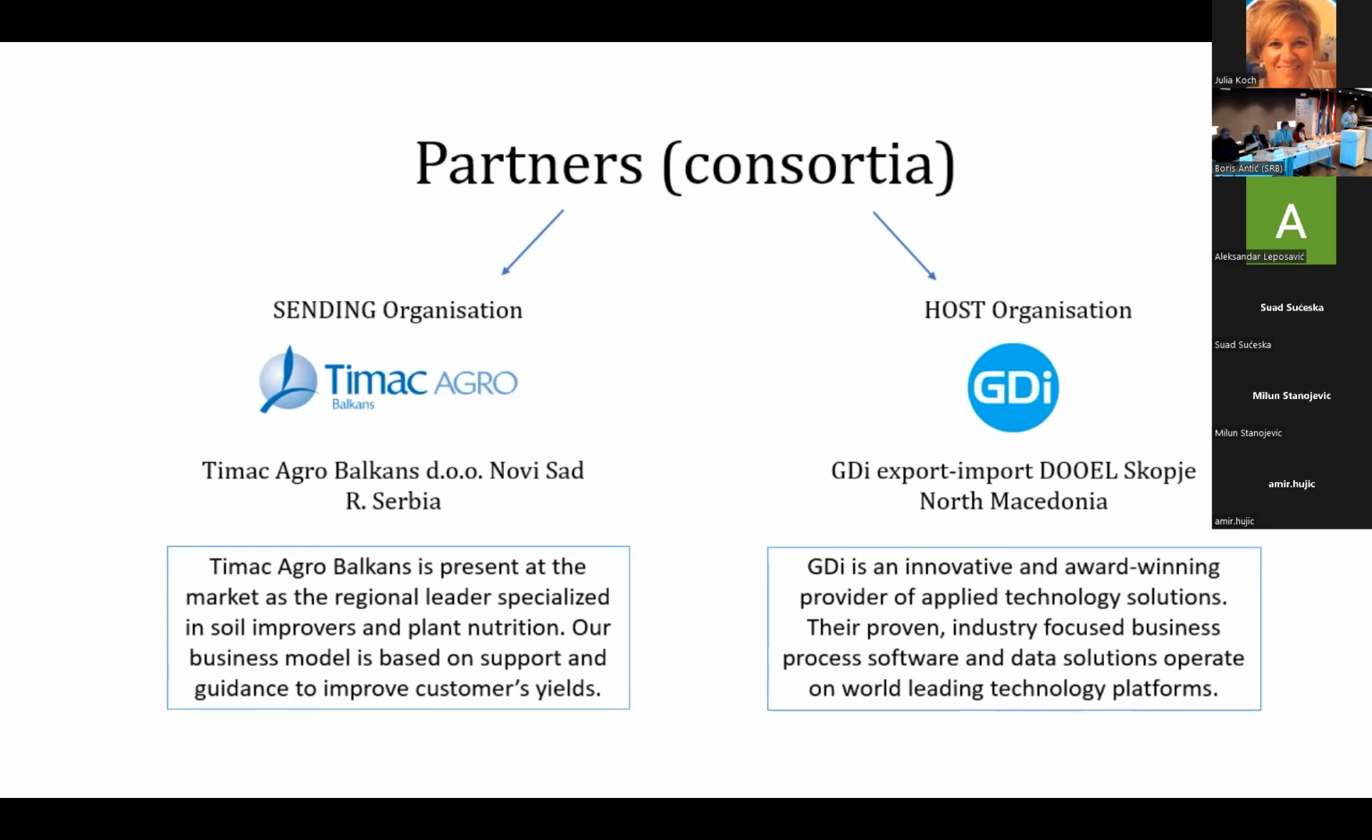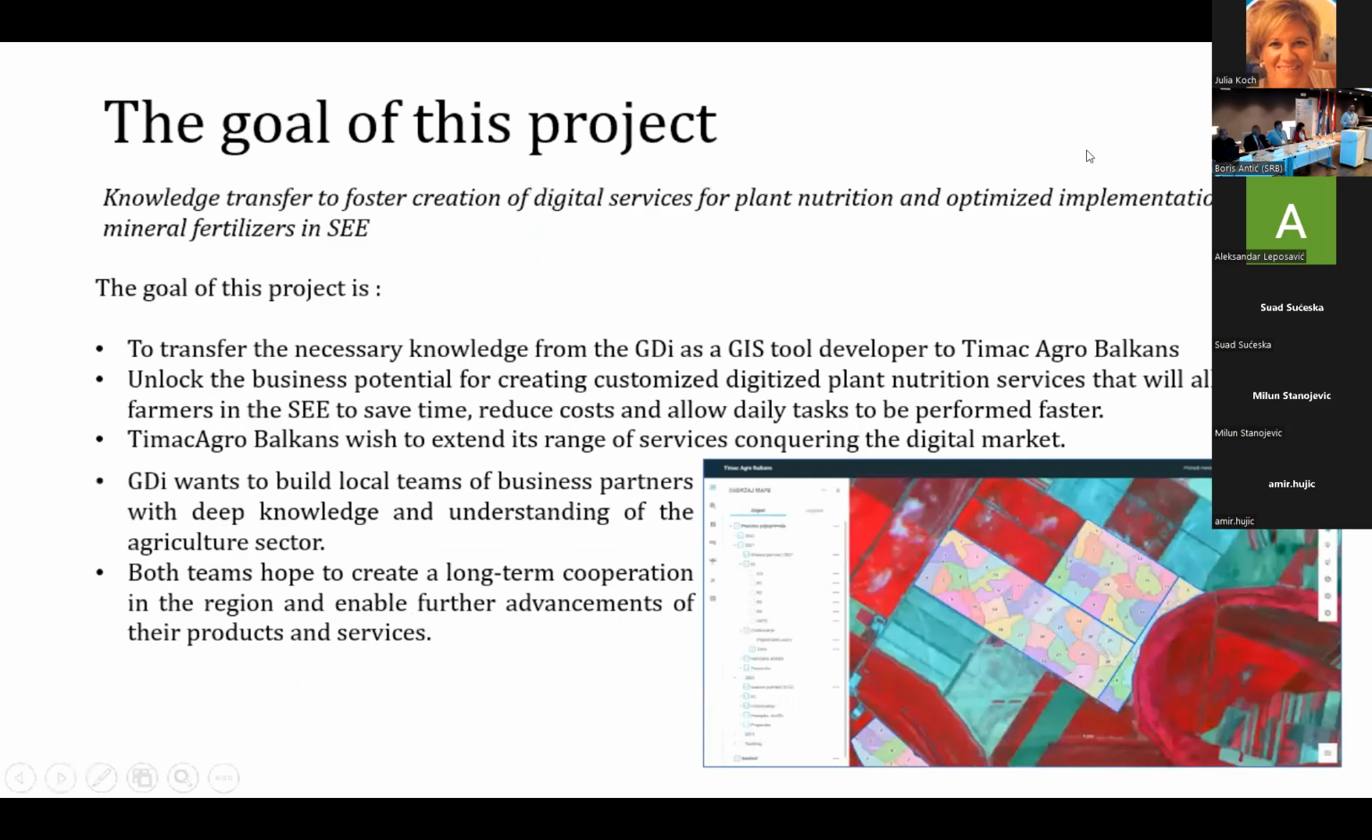So we want to use these technologies because all agriculture production is outdoors, in space, and it has geographic components. So a geographic information system is a logical solution for this kind of project. So what is the goal of this project?